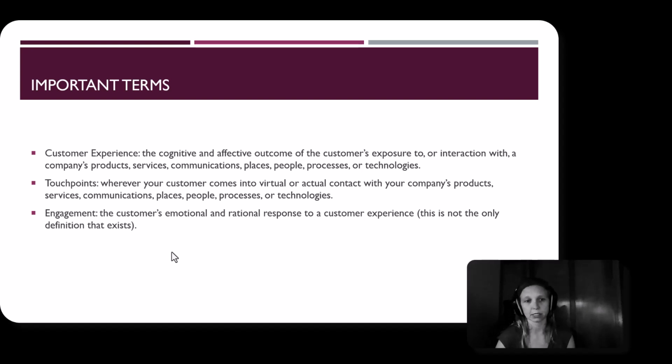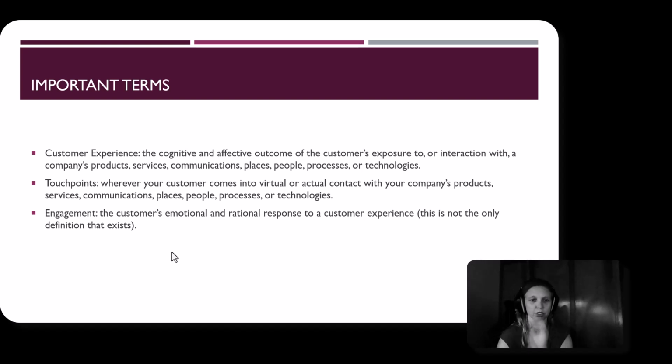Some important terms in this chapter and on this topic: we have customer experience, which involves the cognitive and affective outcome of the customer's exposure to or interaction with a company's products, services, communications, places, people, processes, or technologies. And when we say affect or affective, we're talking about feelings, like what are the emotions that come out of that.